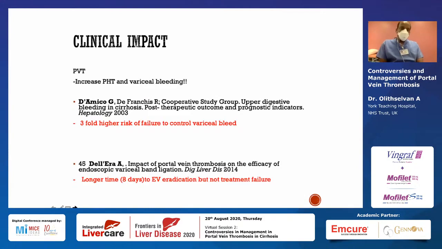What about the clinical impact? Now, just common sense would tell us that if you have a portal vein thrombosis, it causes more portal hypertension and more variceal bleeding. The first study, published in 2003, tells us that when you have portal vein thrombosis with variceal bleeding, there's a threefold higher risk of failure to control the variceal bleed. But that has not shown any mortality difference.